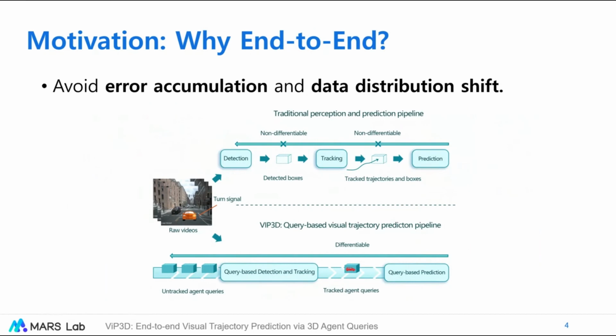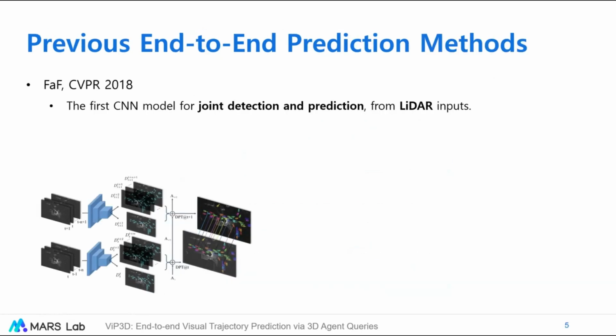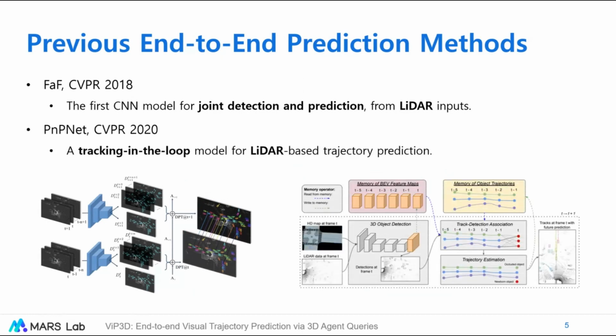Another key point is why we use end-to-end learning. End-to-end learning is helpful in avoiding error accumulation and data distribution shift. The traditional pipeline contains multiple non-differentiable modules. Different from the traditional pipeline, ViP3D uses 3D agent queries as the main interface of the pipeline, so it's a fully differentiable end-to-end pipeline. Previous end-to-end prediction methods, such as FAF and PMPNet, are both LiDAR-based trajectory prediction methods.